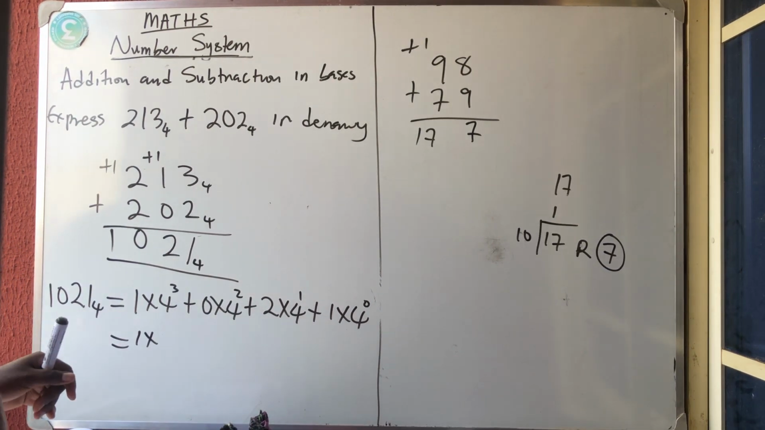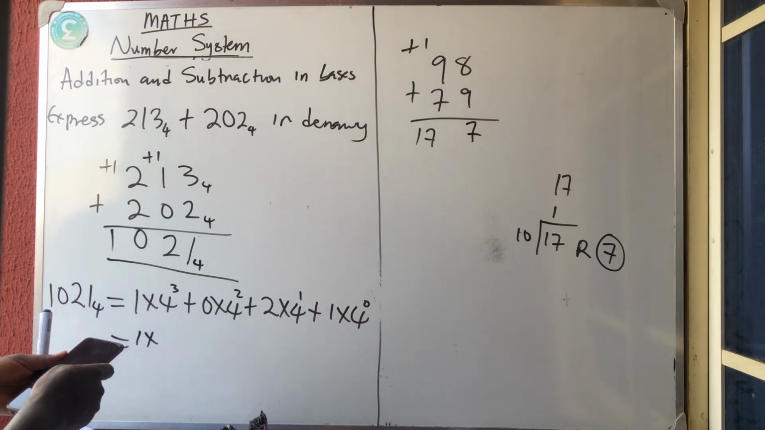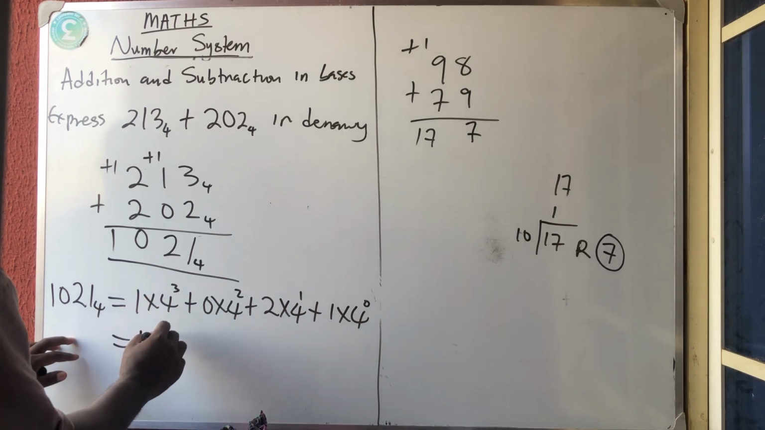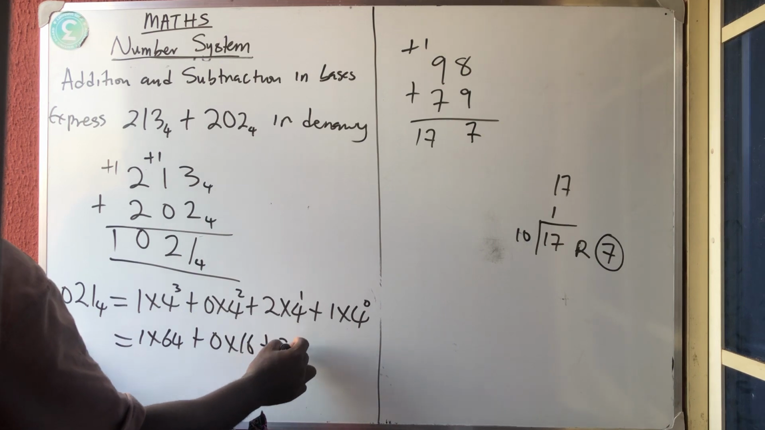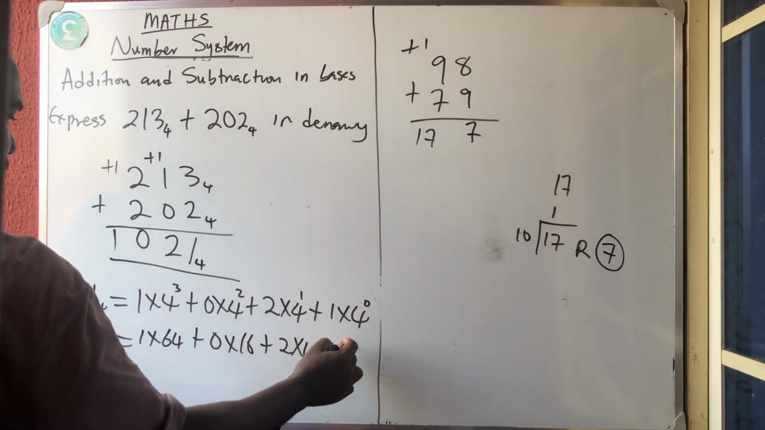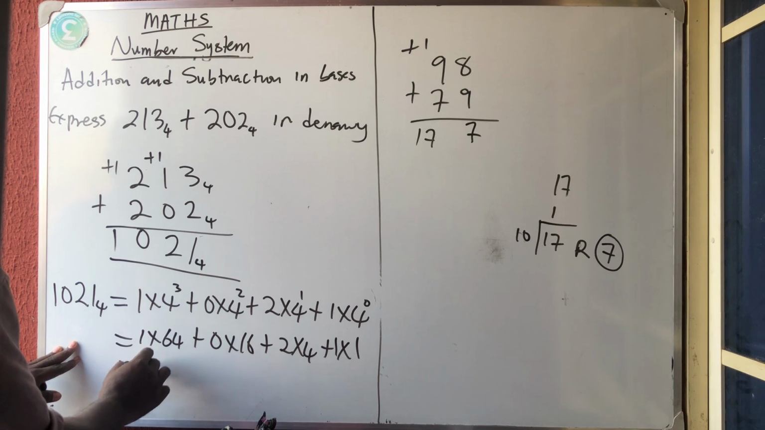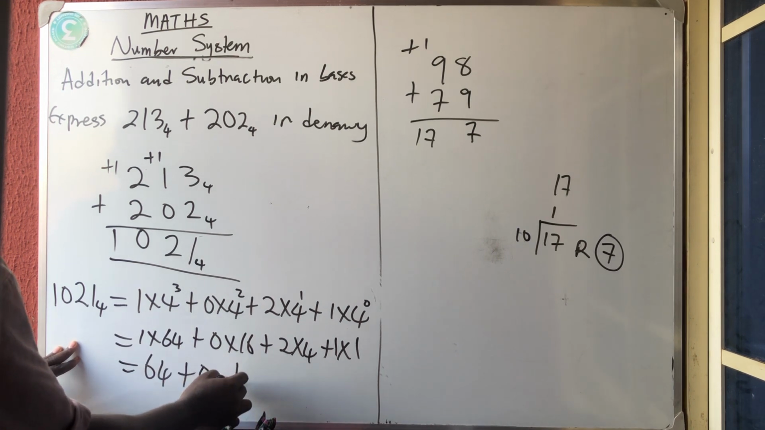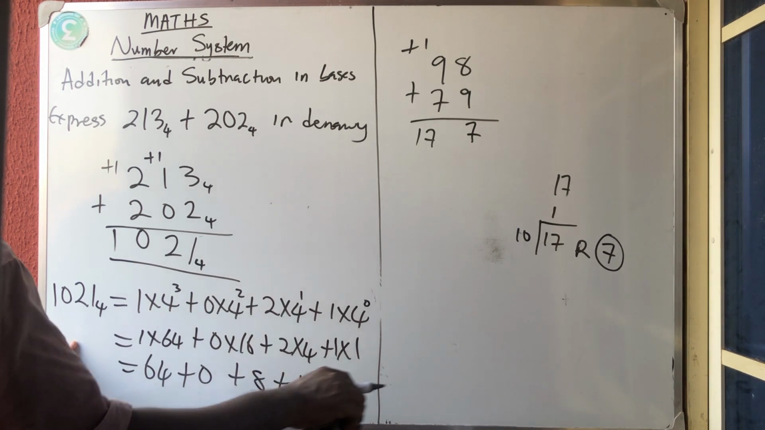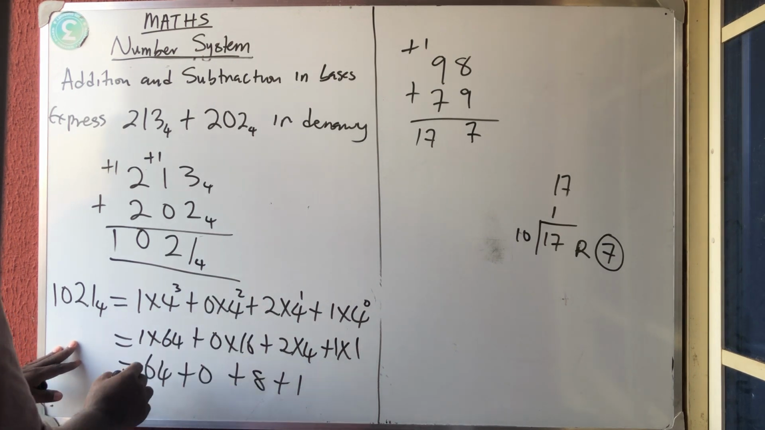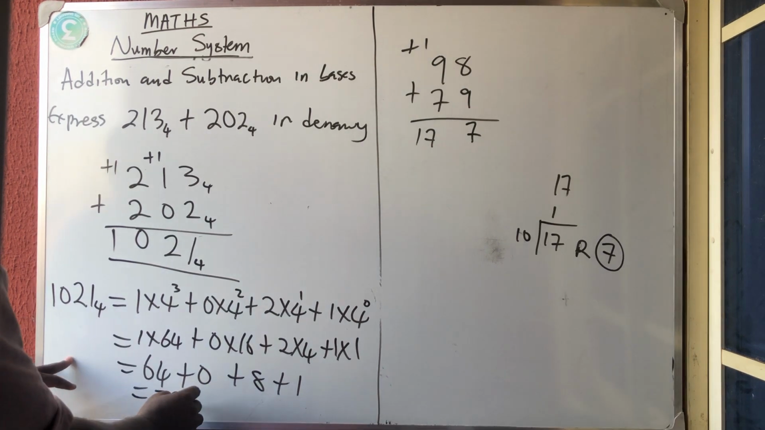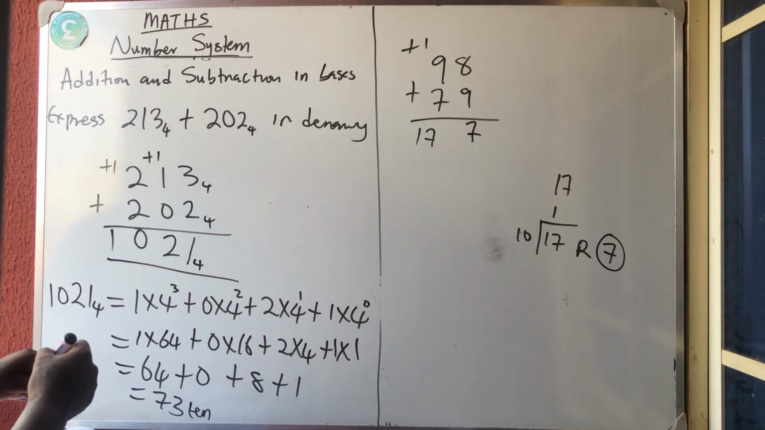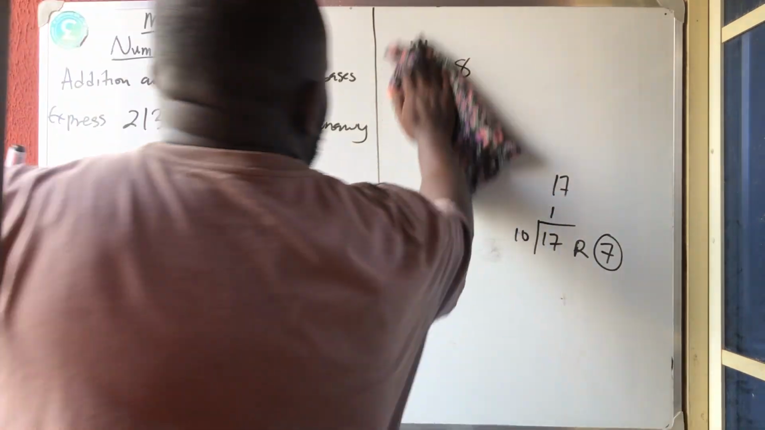So which is 1 times 64, since 4 times 4 times 4 is 64. So I'm having 64 plus 0 times 16 plus 2 times 4 plus 1 times 1. That is 64 plus 0 plus 8 plus 1. 65 plus 8 will give you 73. So the answer is 73 in base 10. See? Very, very simple.